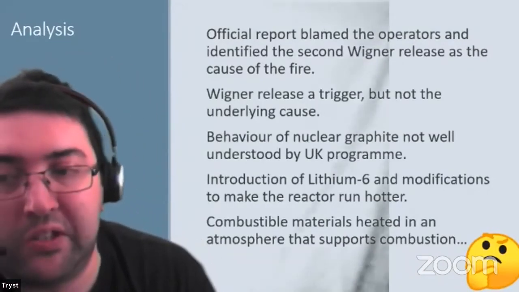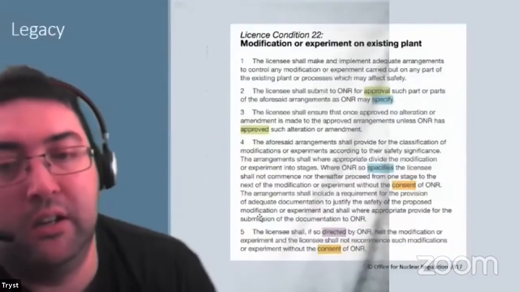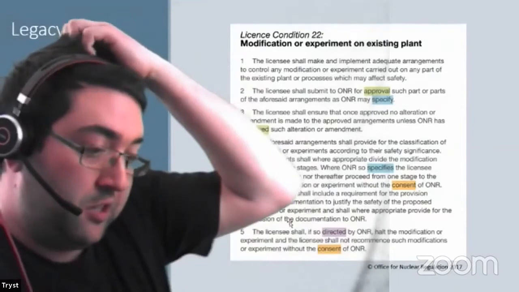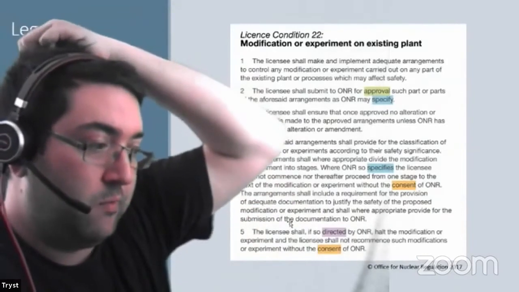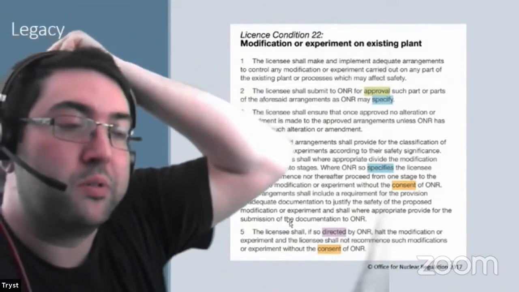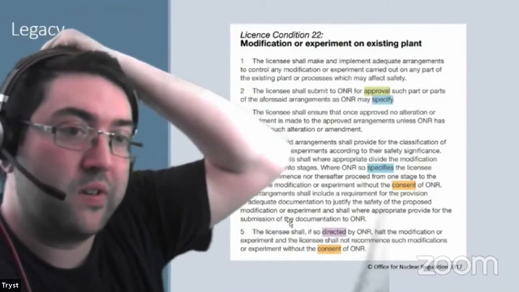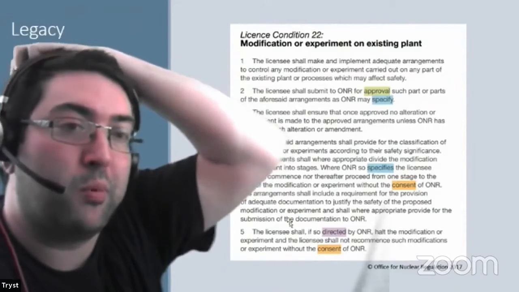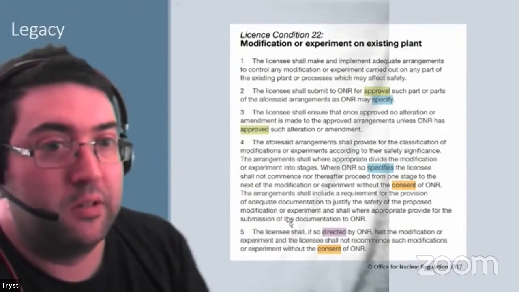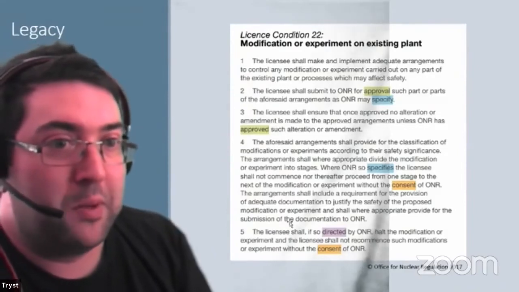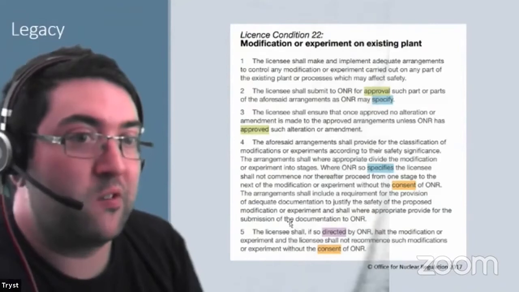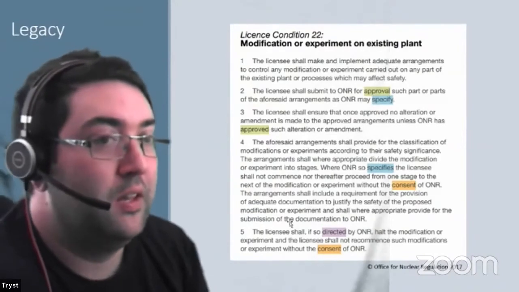There's a legacy from Windscale as well. In the UK, to license a nuclear reactor, there are 28 license conditions. These are the non-negotiable rules that the regulator puts in place and says you must do this, that, and the other if you want to operate a reactor. License condition 22: the licensee shall make and implement adequate arrangements to control any modification or experiment carried out on any part of the existing plant process which may affect safety.